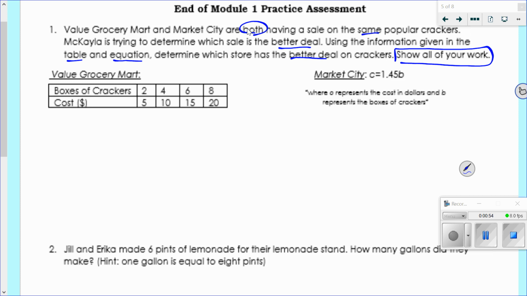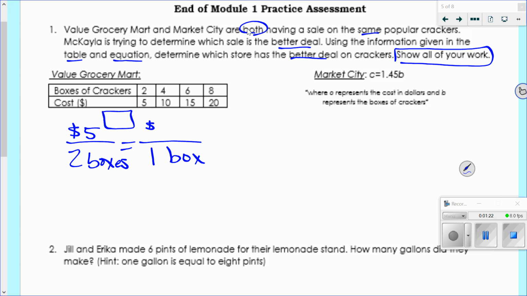Everything we have taught you in this module has been go to a rate of 1. So what I'm going to do is take this to a rate of 1. So for my box of crackers, we actually talk about dollars per box, right? So it's $5 for 2 boxes. If I'm going to a unit rate, what do I want it to be? 1 box. Okay? How do I go from 2 to 1? Divide by 2. So I can do that math if you need me to, but we're going to go a little quicker.